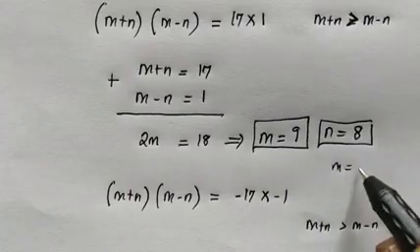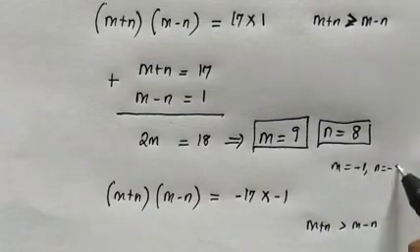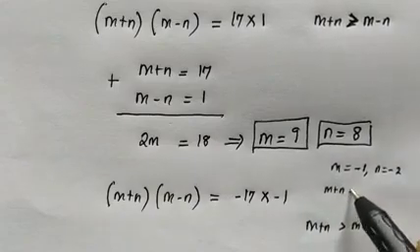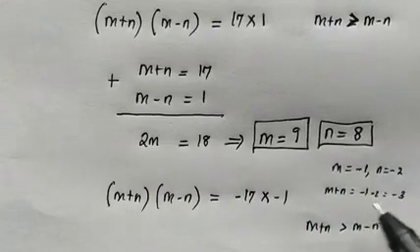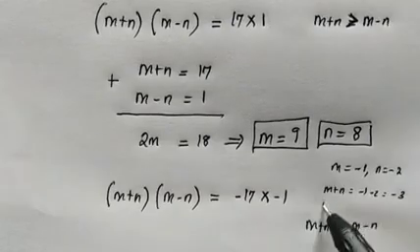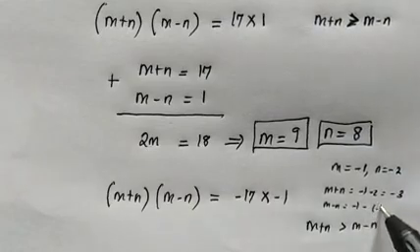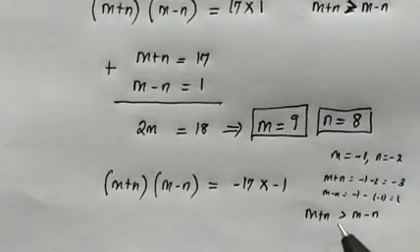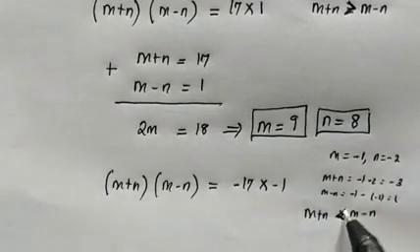Let's say m is equal to negative 1. Let's say n is equal to negative 2. So if you add the both of them, we get m plus n will be negative 1 plus negative 2, which will give us negative 3. But when you have m minus n, it will give us negative 1 minus negative 2, giving us 1. So for negative integers, m plus n is less than m minus n.